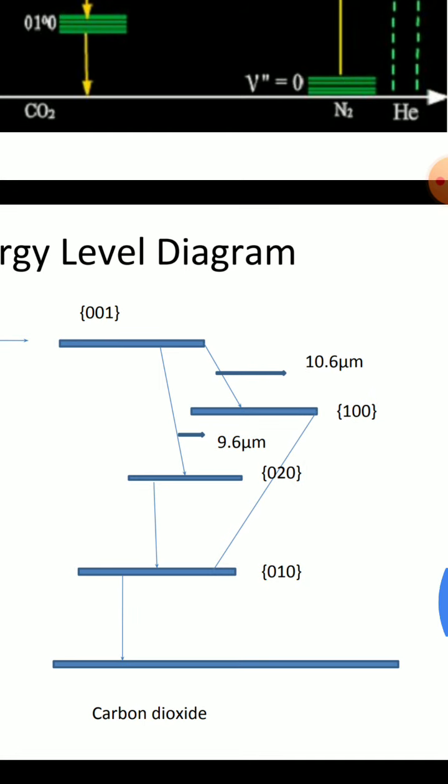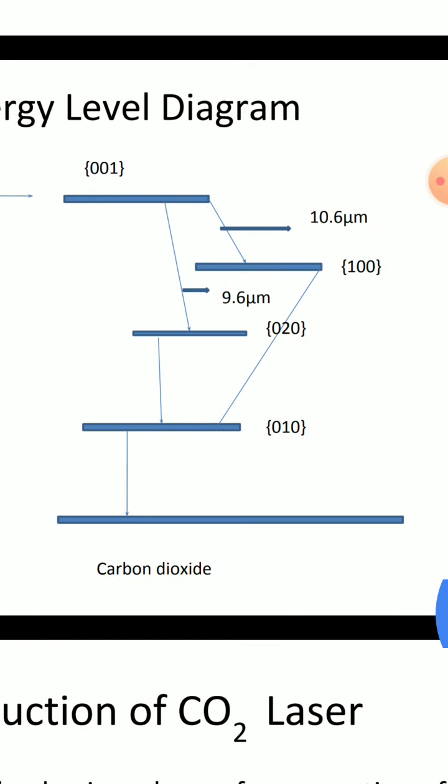Then if there is a transition from 001 to 100 level, it is a 10.6 micrometer laser. But if there is a transition from 001 level to 020 level, then there is a 9.6 micrometer laser. Whereas the other transitions, that is from 100 to 010 and from 020 to 010, are non-laser transitions. And finally, by collisional de-excitation, the molecules of carbon dioxide are reduced to the ground level.